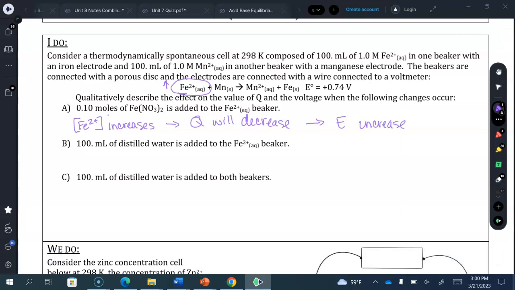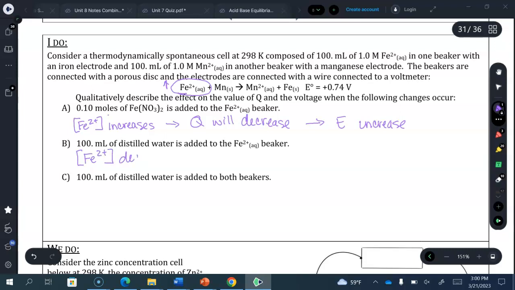Okay. If we add 100 milliliters of distilled water to the iron beaker, well, adding more plain water with no iron in it is going to cause the iron concentration to decrease. It actually is halved. So that causes Q to increase, which then will cause E to decrease.